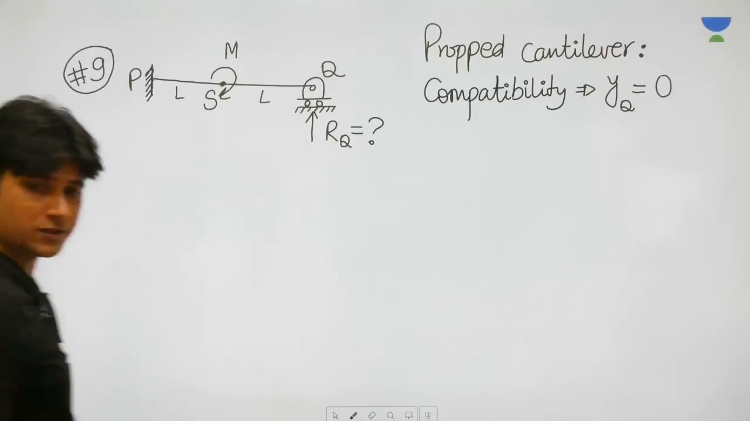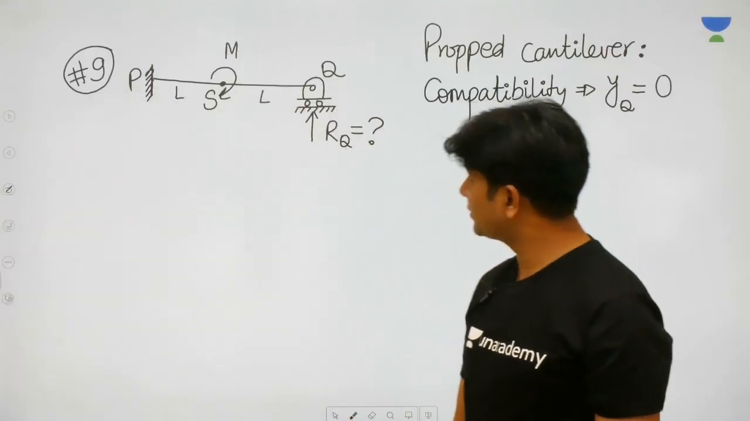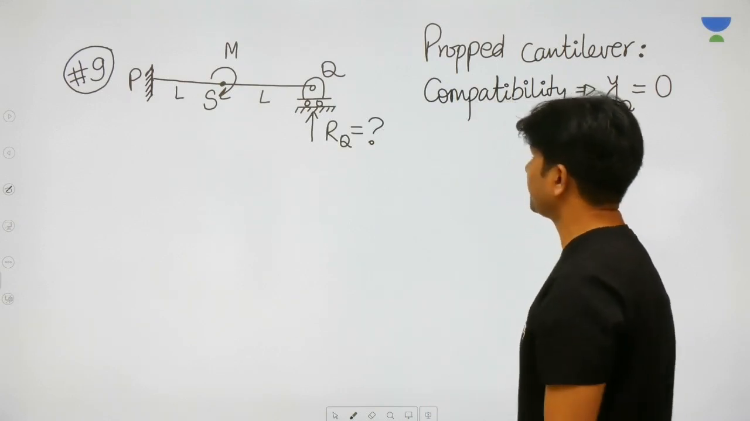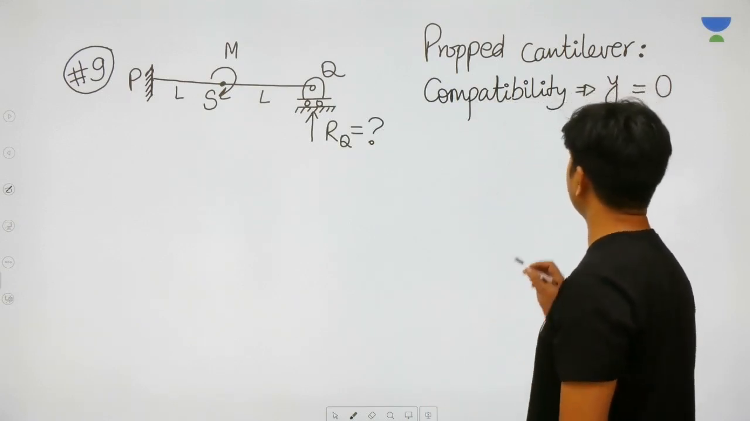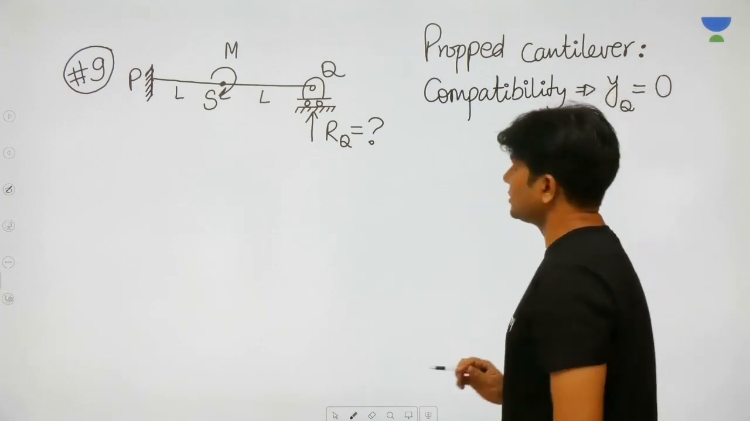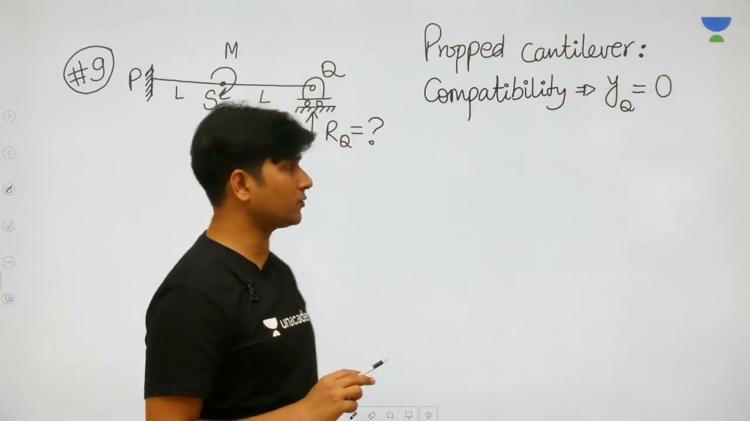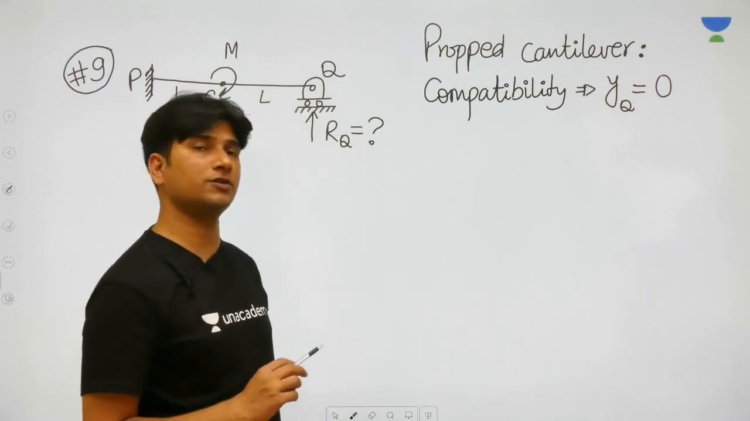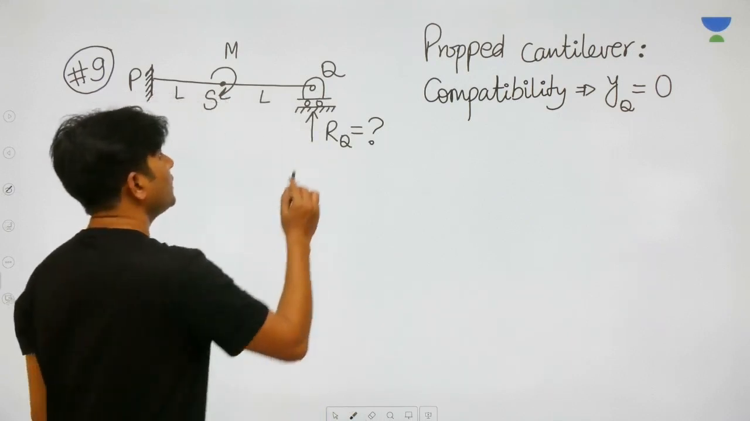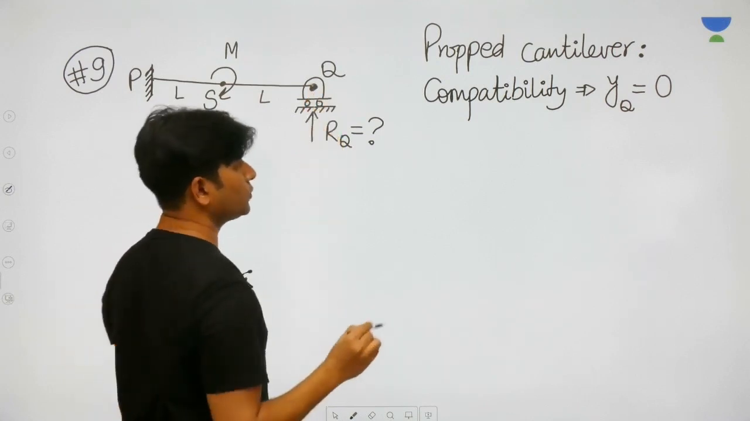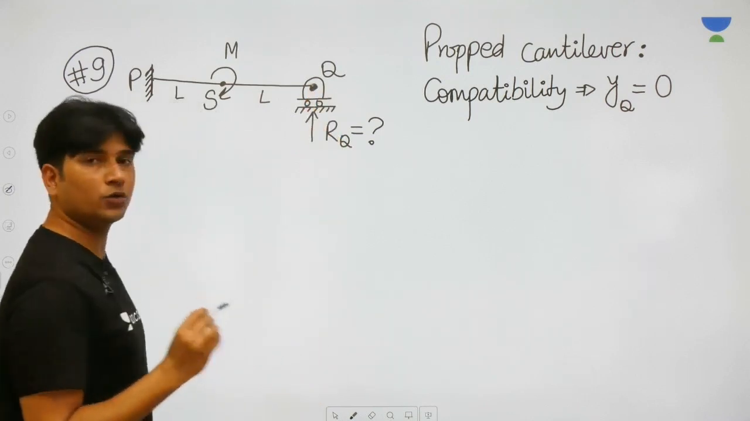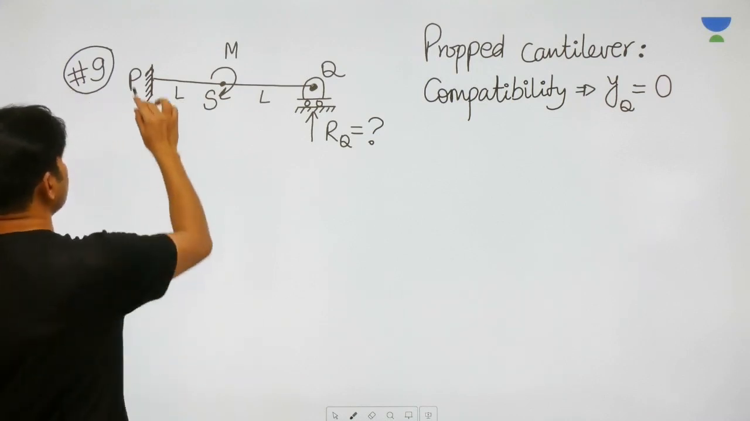So guys, we have this propped cantilever beam here, and in this beam we have to find out the RQ value, which is the prop reaction. And the compatibility condition we have already discussed in part 1 of the series: because you have introduced an extra support at Q, YQ is equal to 0. Now how do you express YQ?